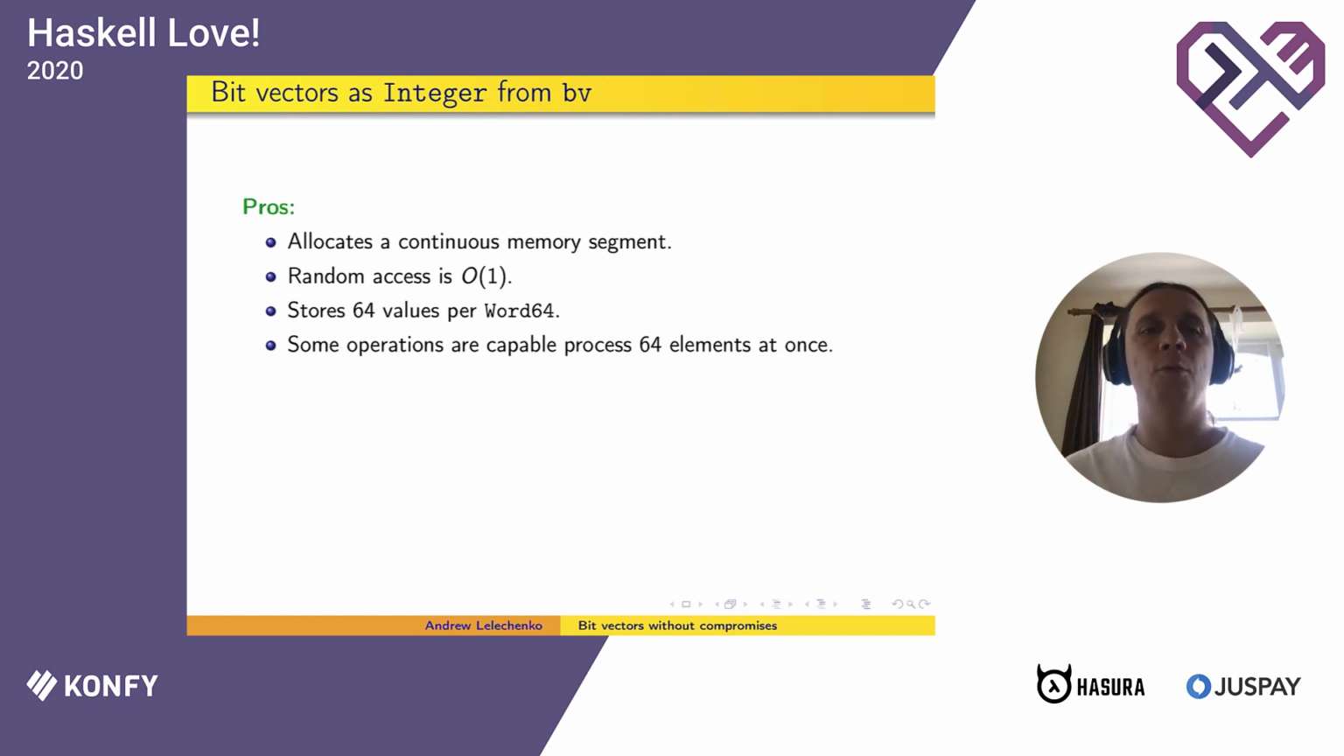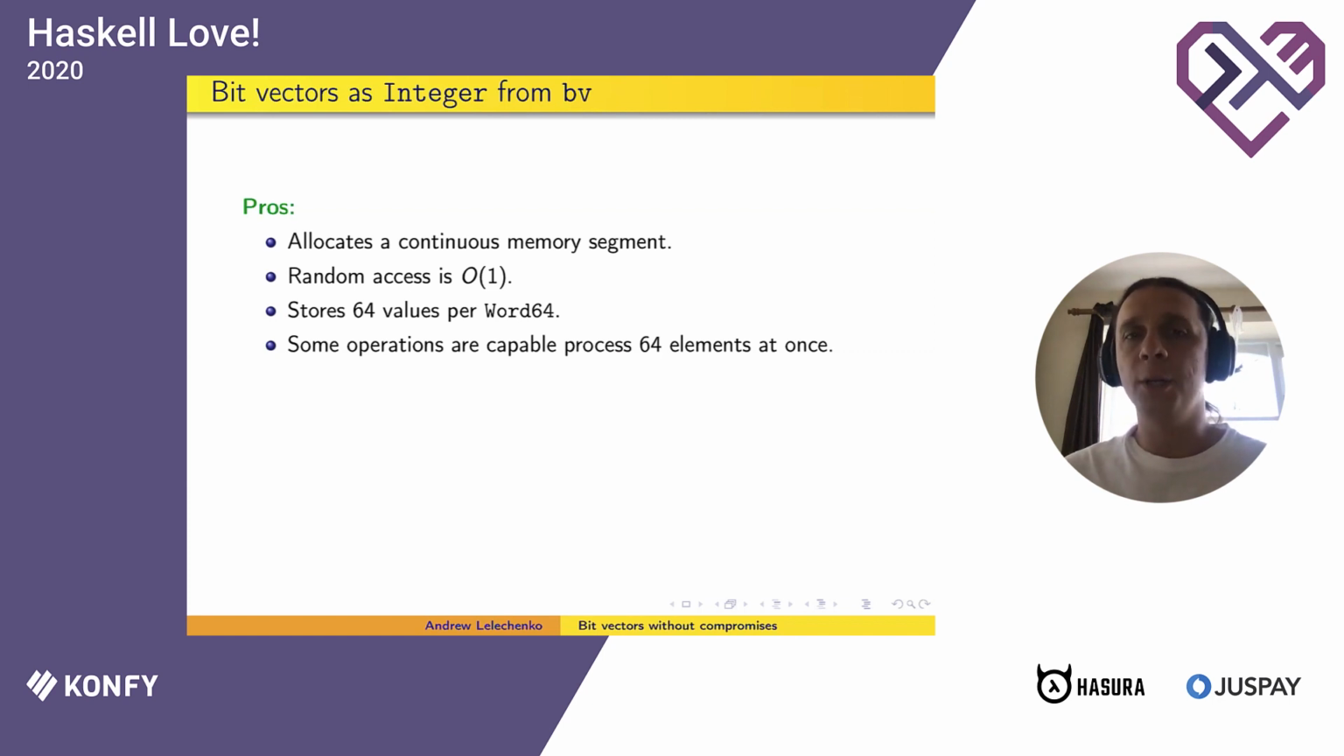So we have 64 bits per word, and you are usually capable of processing 64 elements at once. For example, if you have two vectors represented as Integer, and you want to zip them with the AND operation, then you can just use AND from the Bits type class for Integer, which will employ libgmp, and it will work very efficiently, returning a new Integer.